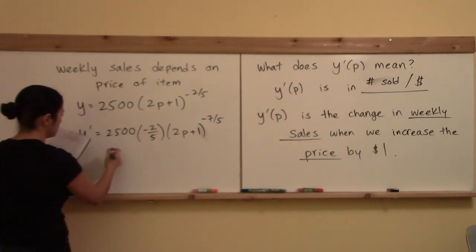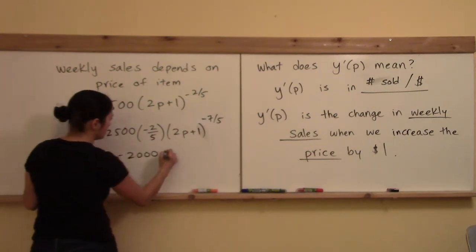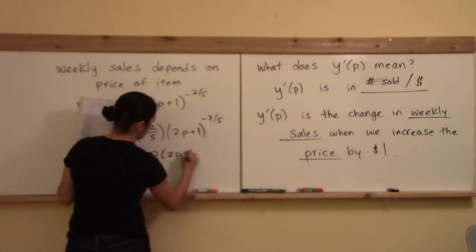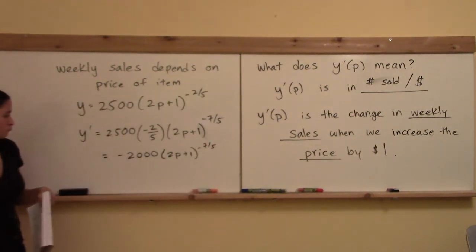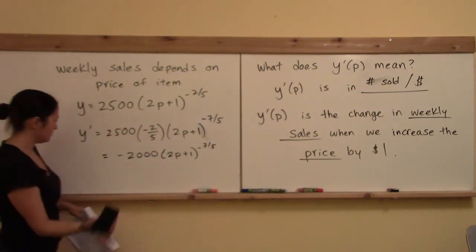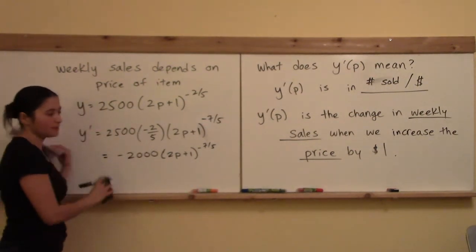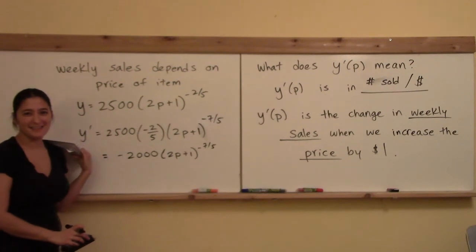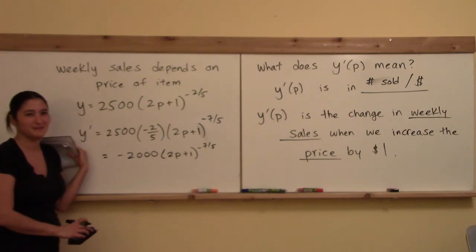You could probably simplify that a little bit to be the number negative 2,000 multiplied by the quantity 2p plus 1 to the negative 7/5. Okay? Alright, that seems fine to me, I think. No. Do you guys see anything wrong with what I did? Did I just do this on purpose? Just to check and make sure you remembered the chain rule? Sure, yeah, that's what I did.